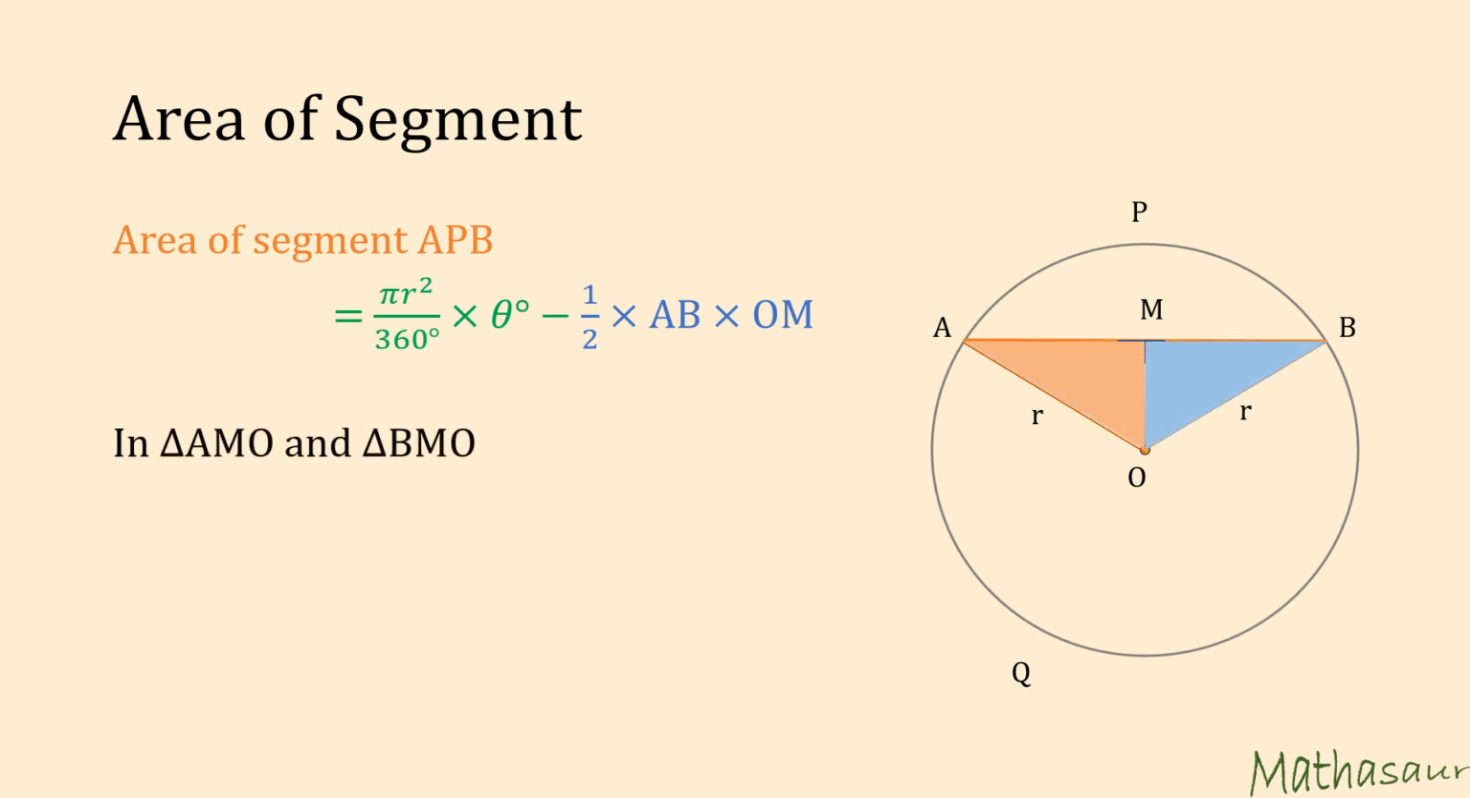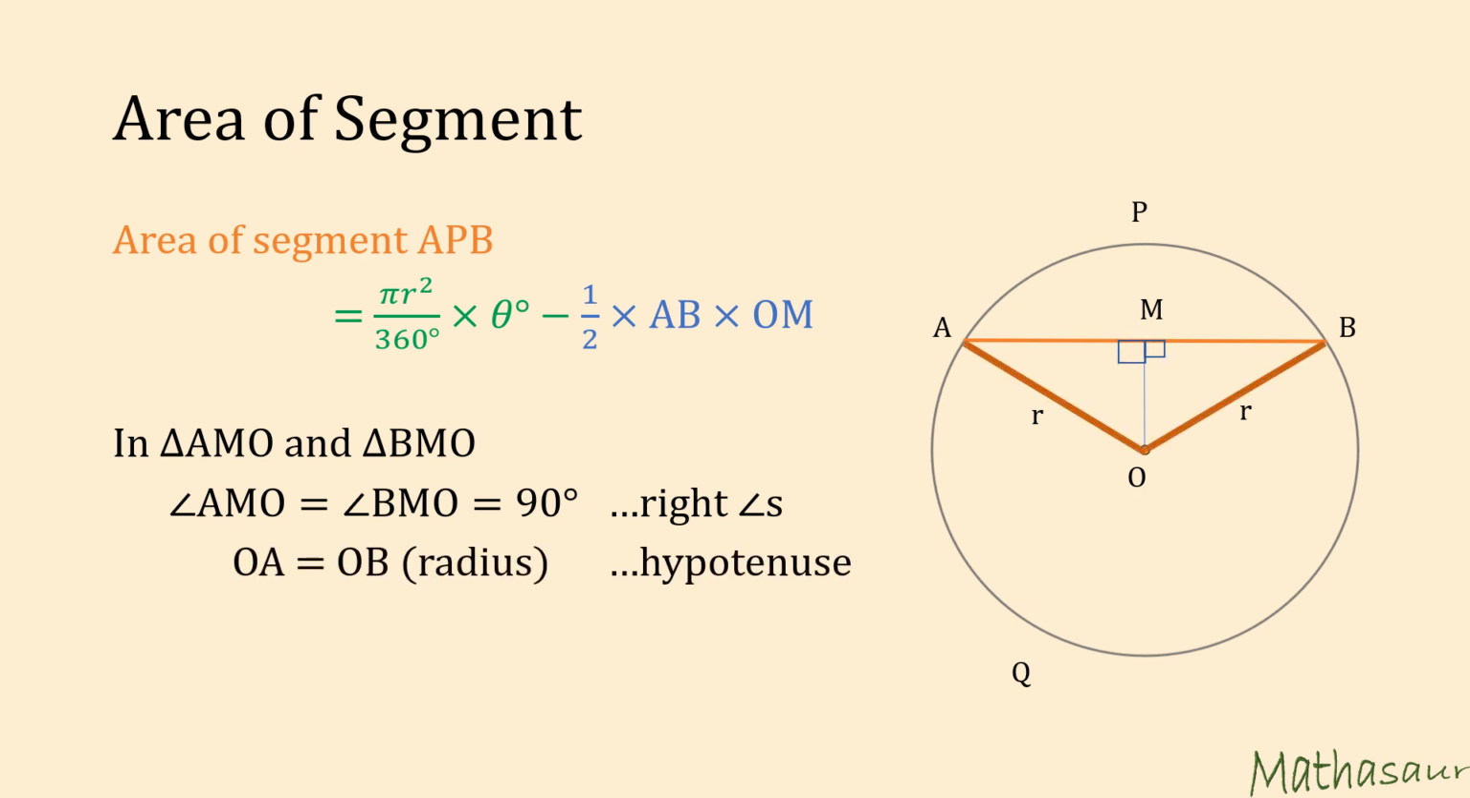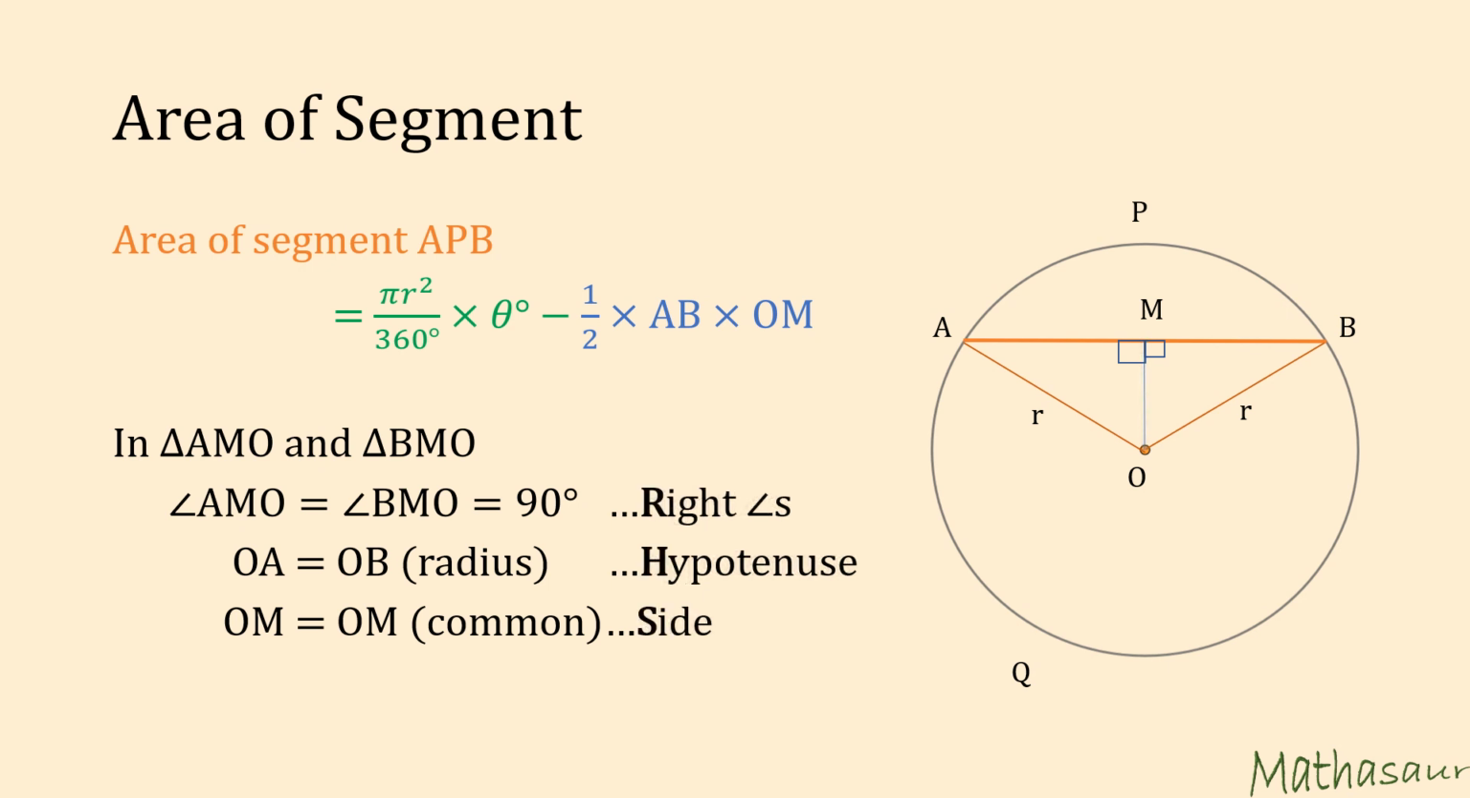Let us look at the two triangles AMO and BMO. We see that both these triangles have a right angle because OM is a perpendicular on AB. So, angle M would be equal to 90 degrees. OA and OB are the radii of this circle. They are also the hypotenuse of both these triangles. And the side OM is common. We see that by RHS, triangle AMO is congruent to triangle BMO.